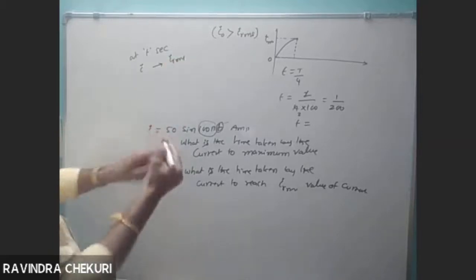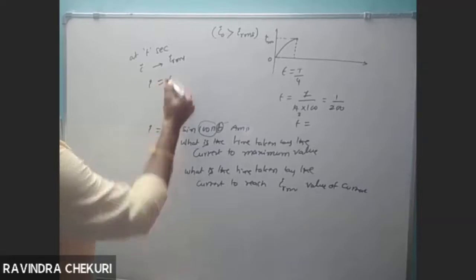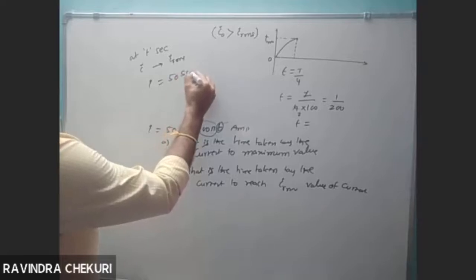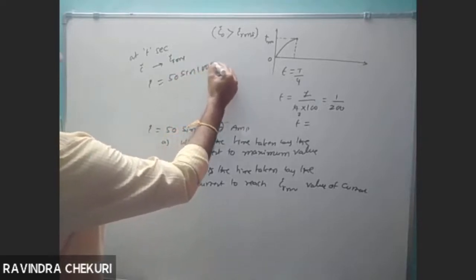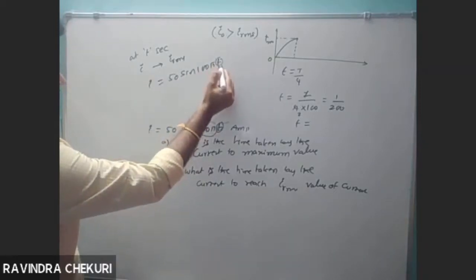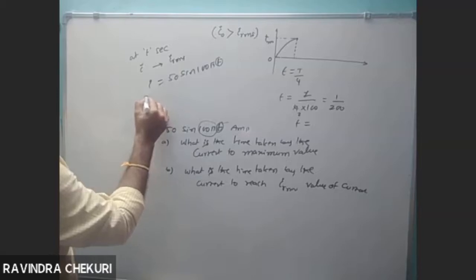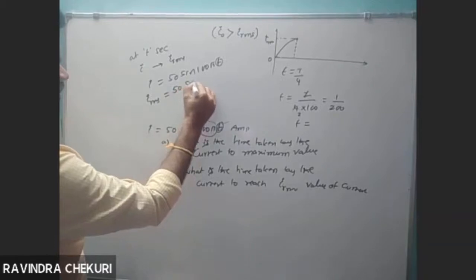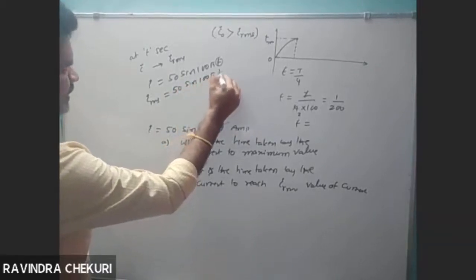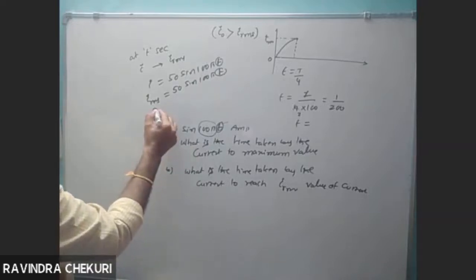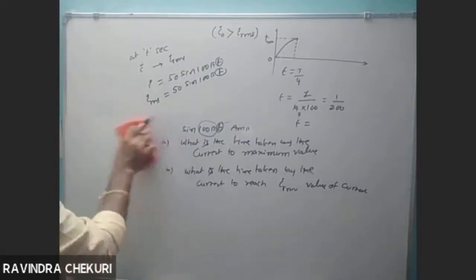What is the given equation? I is equal to 50 into sine of 100 pi t. At a particular instant of time, that time we need, I becomes I_RMS. So I_RMS is equal to 50 into sine of 100 pi t. That is the unknown time which we have to get. But I_RMS is equal to I naught by root 2. What is I_RMS here in this equation?